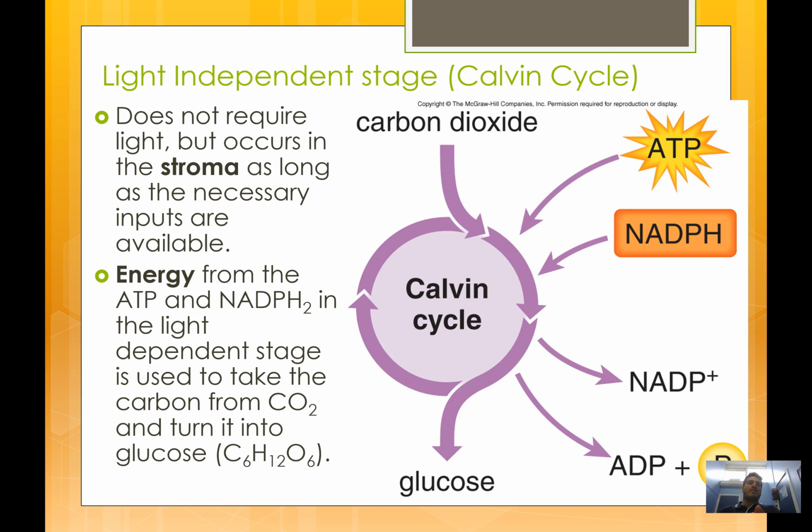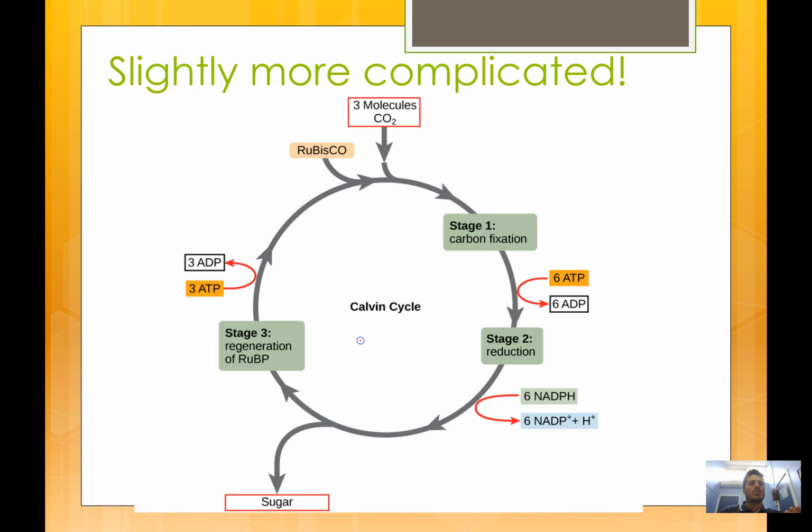Here's a simplified version of this, all right? We have the Calvin cycle, and we're going to have 6 carbon dioxide molecules coming into the Calvin cycle at different stages, and we're going to get ATP and NADPH providing the energy to break down those carbon dioxide molecules and make glucose. Let's look at this a little bit more detail.